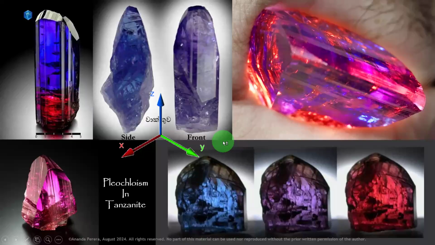Look at the trichroism or pleochroism in Tanzanite. See, the same stone gives 3 colors in 3 directions. The same stone gives these 3 colors. Rough stones. All are rough stones. This is the side, this is the front side, but different colors are given. So this is a very special thing in Tanzanite.